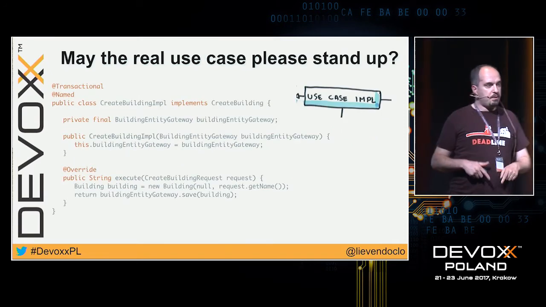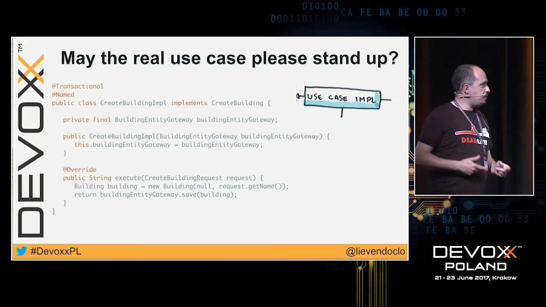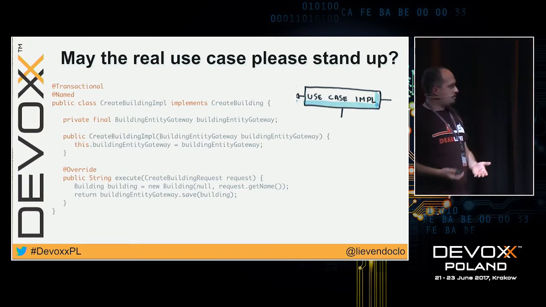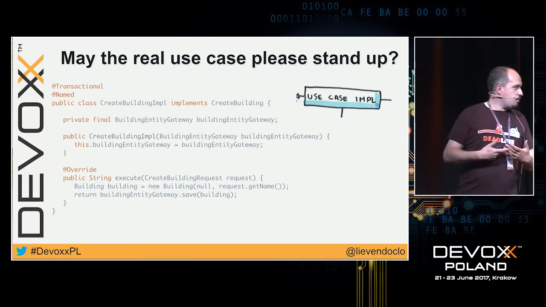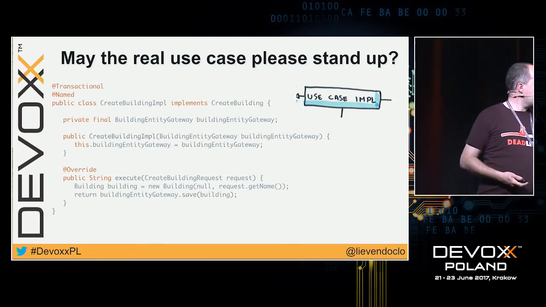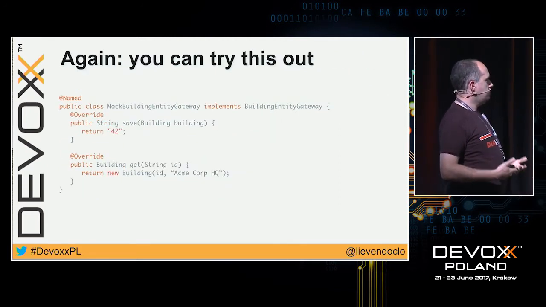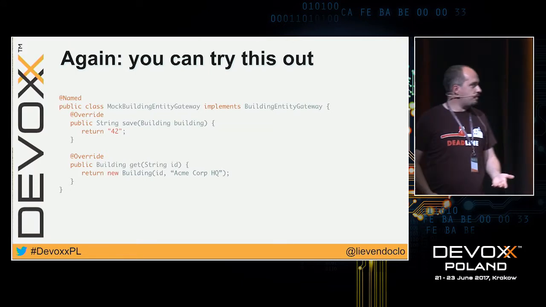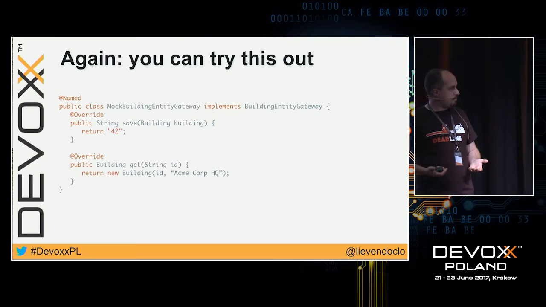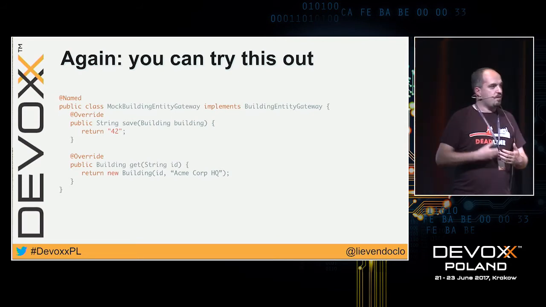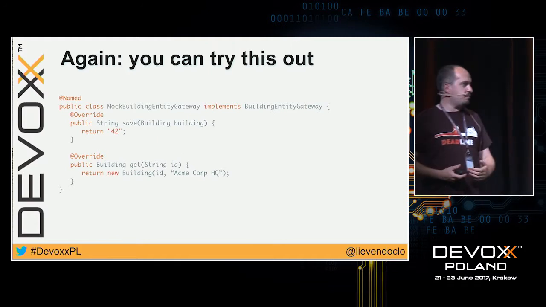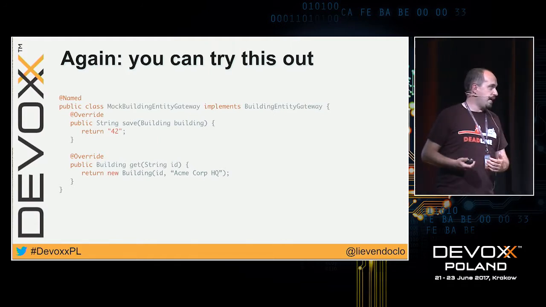So now we can really implement that use case. So now we can implement the use case using the building entity gateway. We inject it, and we use it in the execution method to actually save the building in our system. Of course, you can already try this out again. Just implement a mock entity gateway, and it'll work. So then you already have another piece of the puzzle that you can use to implement your entire use case from front to back.